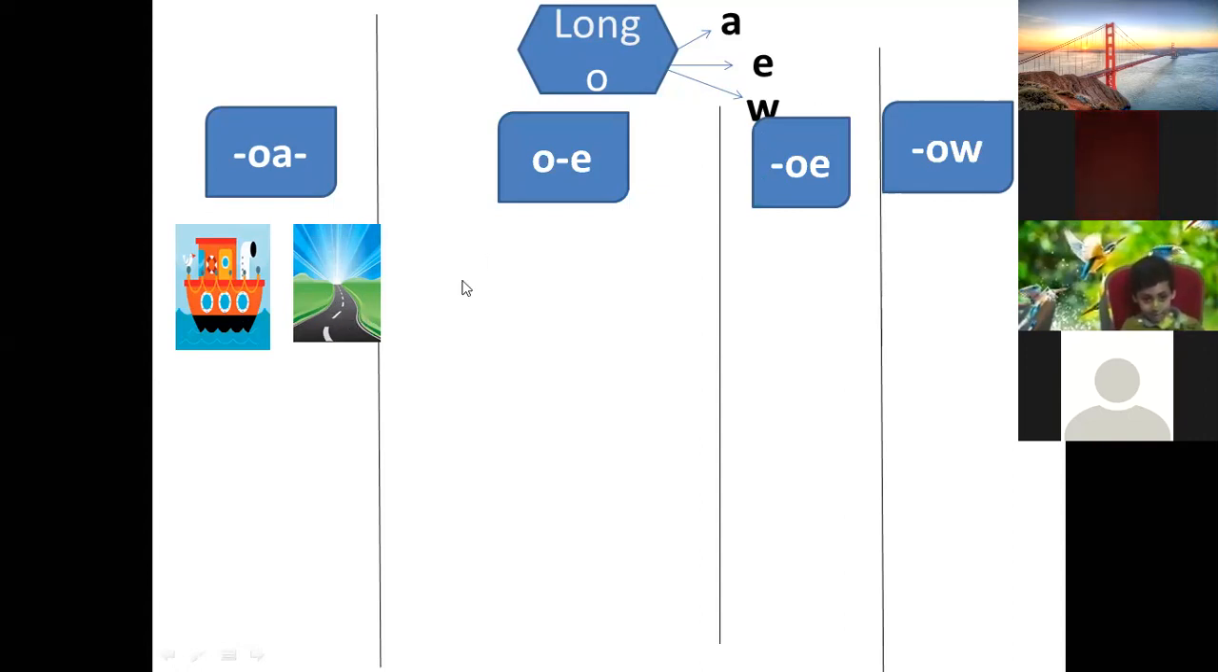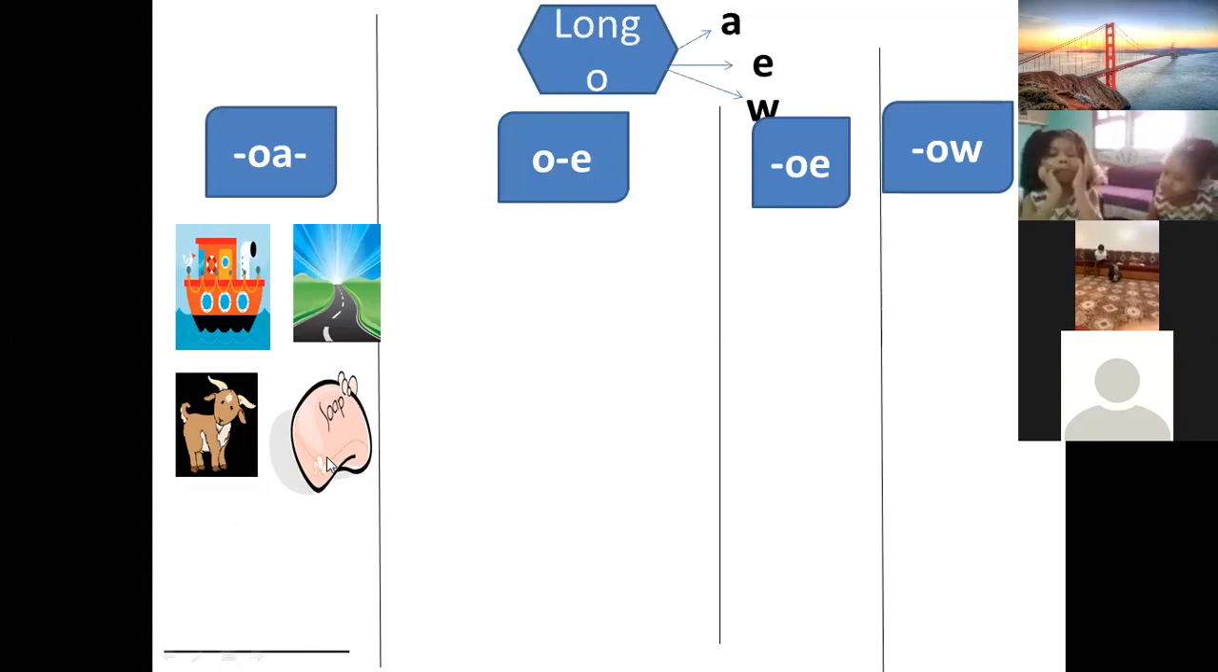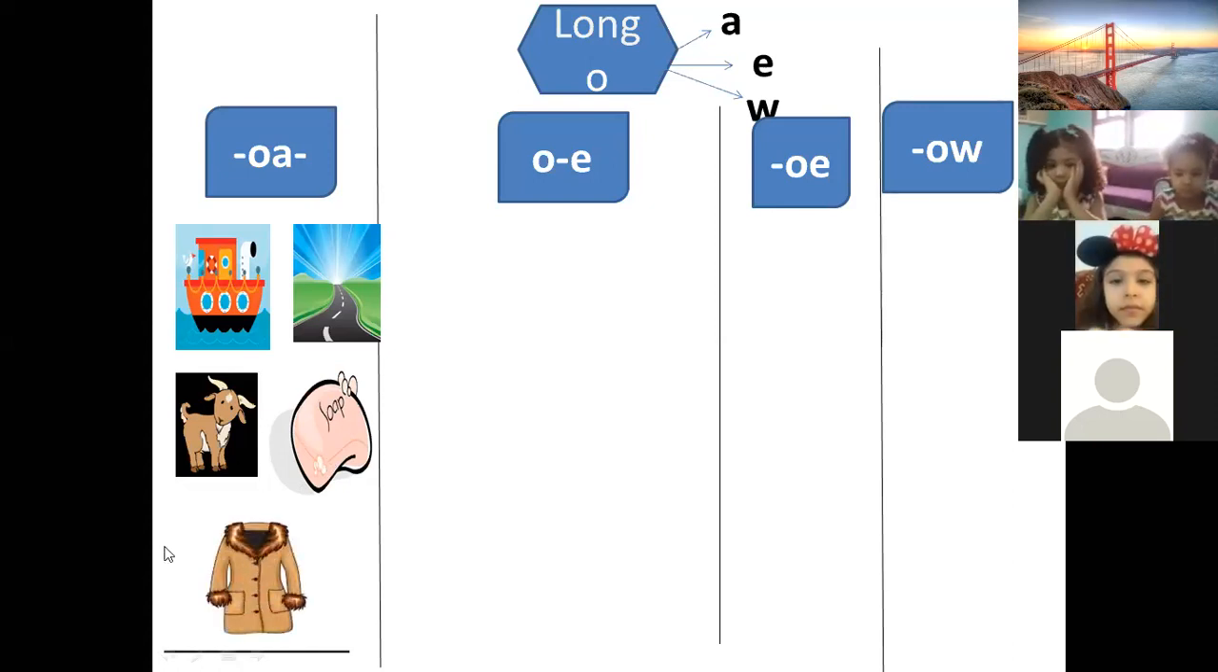What is this, KG? What comes after rod? It's the farm animal. It's a goat. Goat. Excellent. What is this, KG? We have to clean our hands with a soap. And this is what we can wear if it is so cold. We have to wear a coat. Excellent. So here, for O and A closed, we have boat, soap, coat.